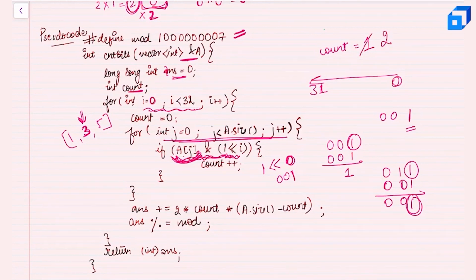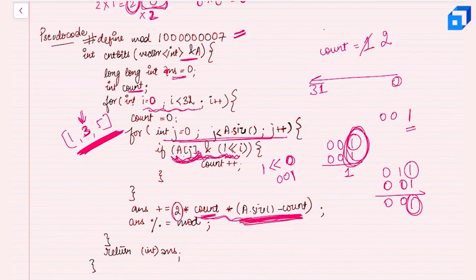And at the end of iterating all these elements, after checking the unit position's bit, I have my count of the number of ones, right? And the count of the number of zeros will be nothing but the number of elements in the array minus the count. So that will give me the count of the number of zeros. And since we have seen previously that if I multiply them together, then I'll be associating every 0 with every 1, and that will give me the set bit, right?